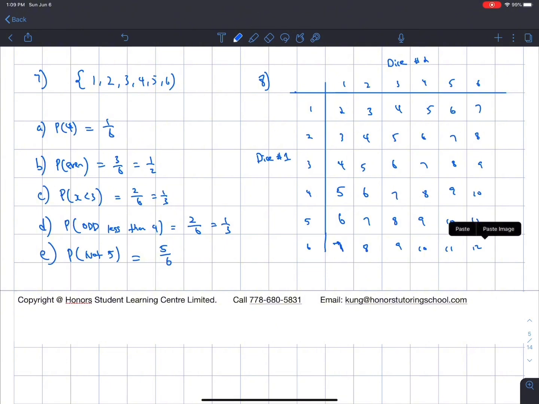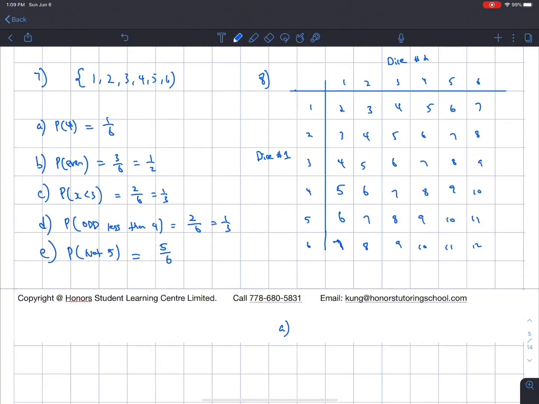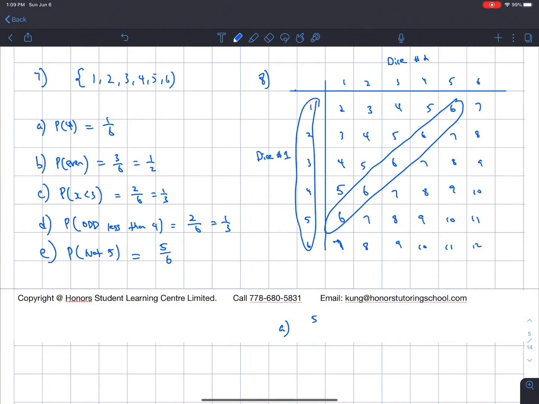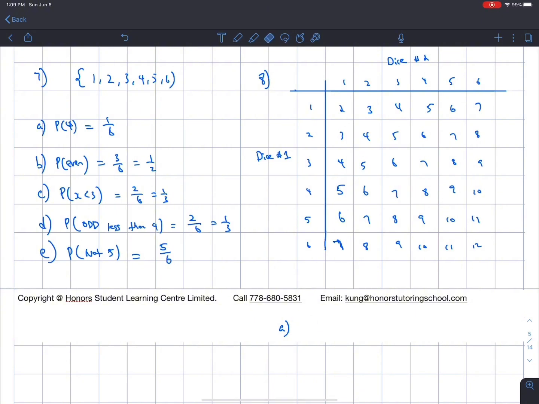So in A, they are asking, what is the probability of a sum of 6? So I see a diagonal pattern. There's 5 of them. I already know that the total is 36 because I was using the shortcut. I have 6 possible outcomes in dice number 1 and 6 possible outcomes in dice number 2, so 6 times 6 is 36. So the probability of a sum of 6 is going to be 5 over 36.